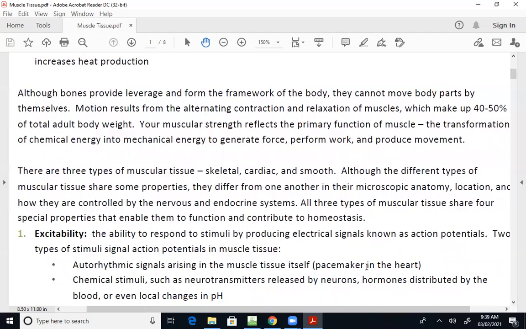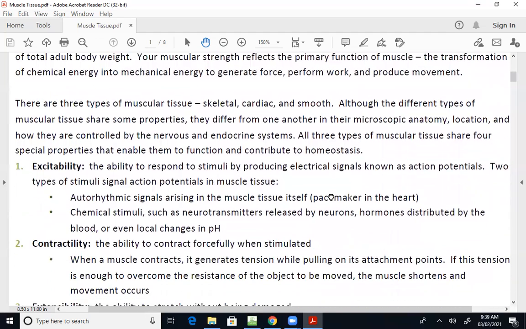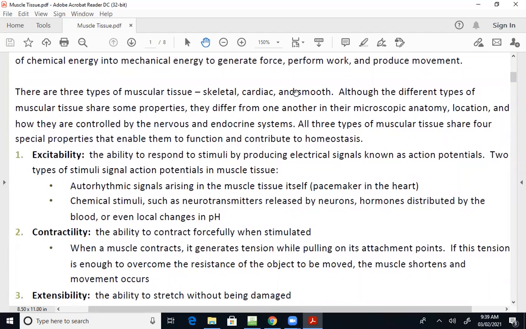Your muscular strength reflects the primary function of muscle, and this relates to all three types: transforming chemical energy in the form of ATP into mechanical energy to generate force, perform work, and produce movement. Okay, three types of muscle tissue, as we've said, skeletal, cardiac, and smooth, are going to share some properties. They'll differ from one another in several ways, though: microscopic anatomy, which we've actually looked at before, their location, and how they're controlled by the nervous and endocrine systems. We'll look at those kinds of things on the next slide, some of which will be a review from that tissues lecture.